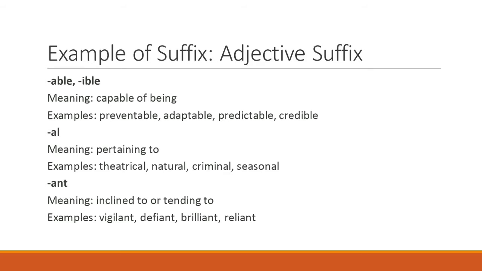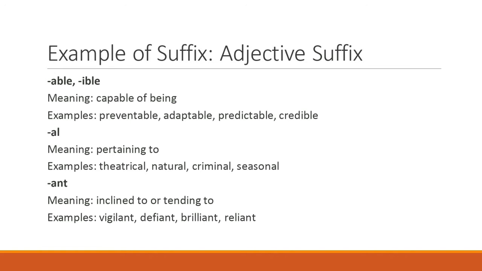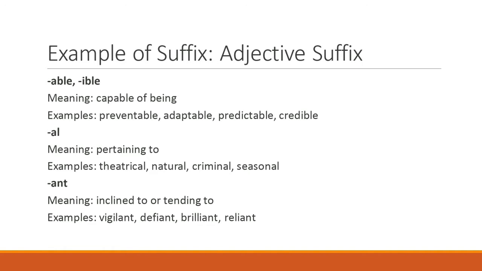Adjective suffix. -able. It has a meaning like capable of being. For example, we can say preventable, adaptable, predictable, creditable. -al meaning pertaining to, we can say theoretical, natural, criminal, seasonal. -ant, it has a meaning inclined to or tending to. For example, we can say vigilant, defiant, brilliant.